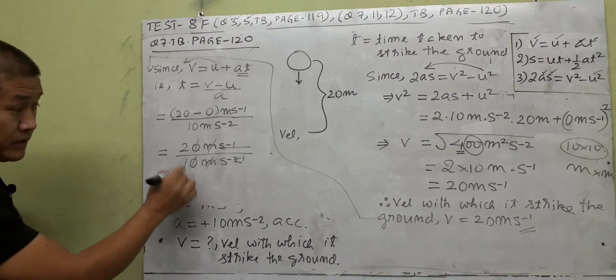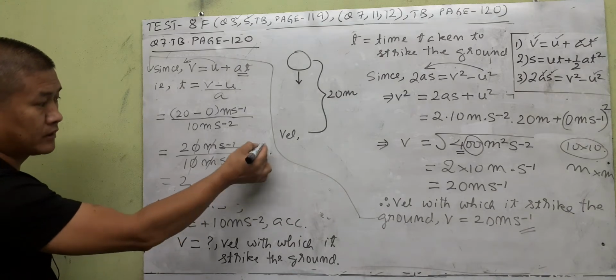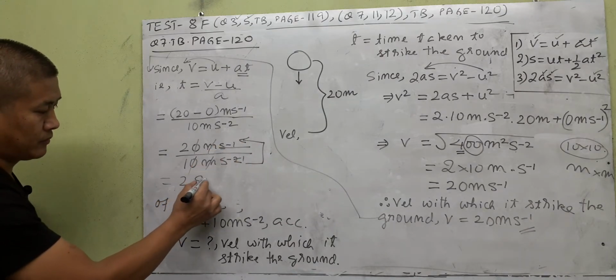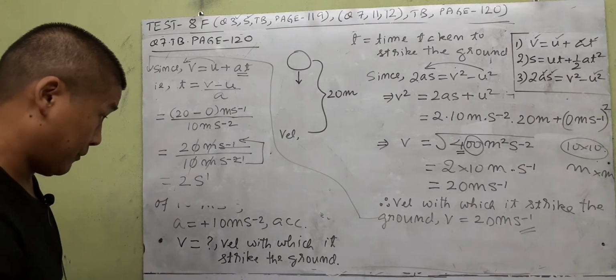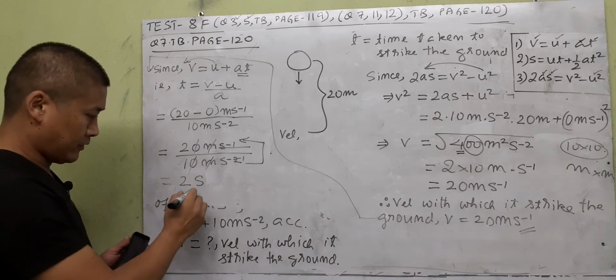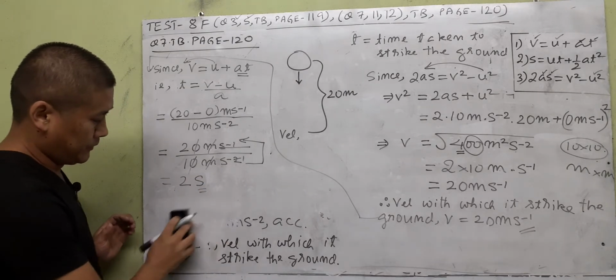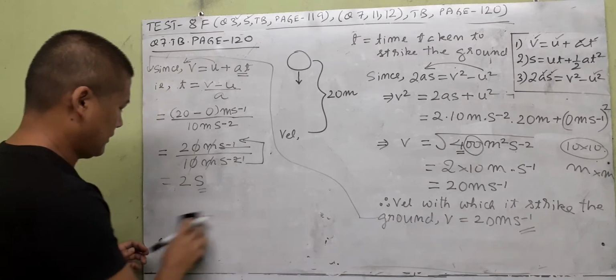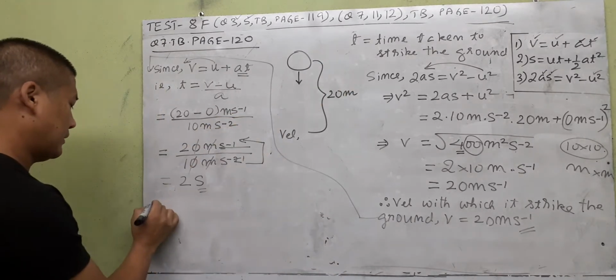2 is left, 2 by 1 means 2. Second to the power minus 1, if you shift it up, becomes second to the power plus 1. For plus 1 power, we never write it. So the time is 2 seconds. So your next answer is the time taken.